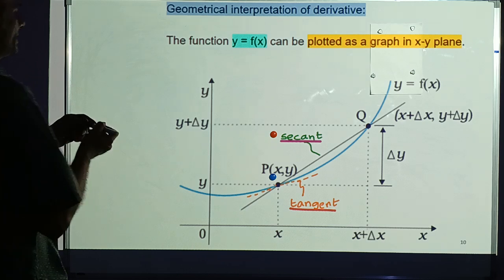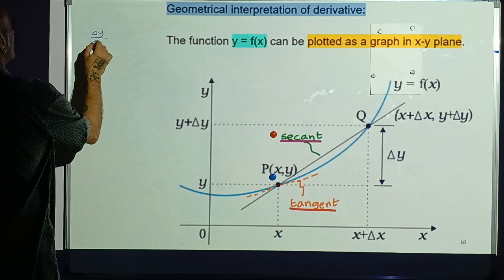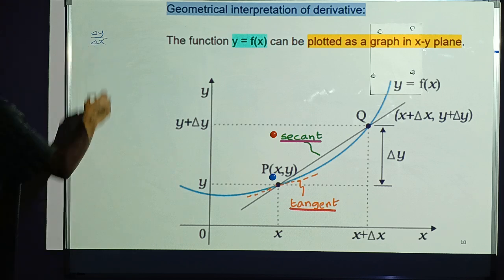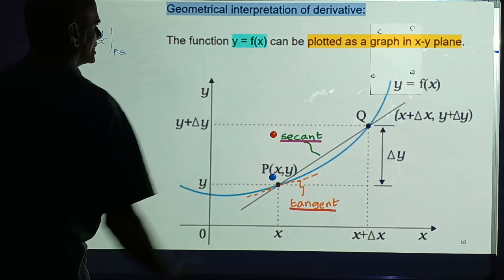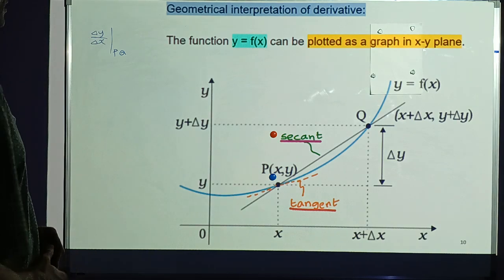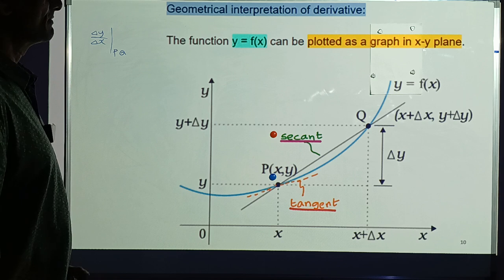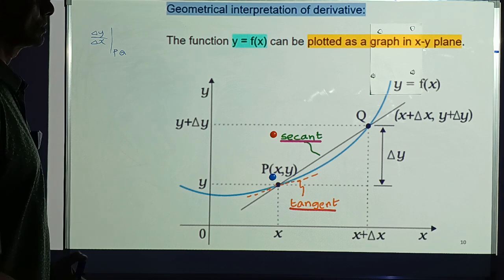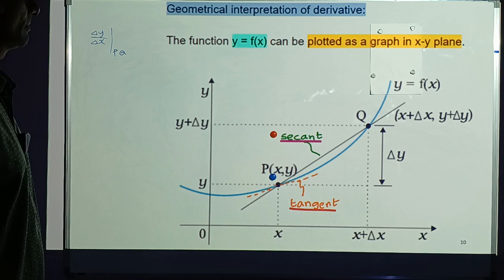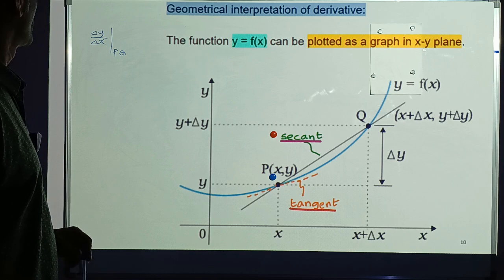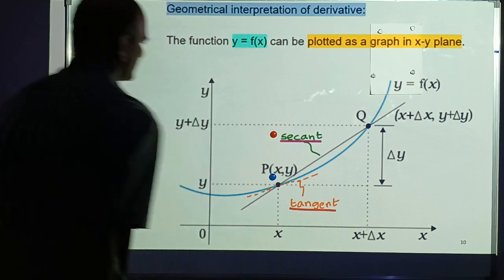Okay, and delta y by delta x of this function is defined between 2 points. For example, the 2 points can be P and Q as shown in this graph. First point is x comma y, P. Second point is a little bit far away from it. So the x coordinate is x plus delta x and y has changed to y plus delta y. So between these 2 points, delta y is this distance and delta x is this distance.